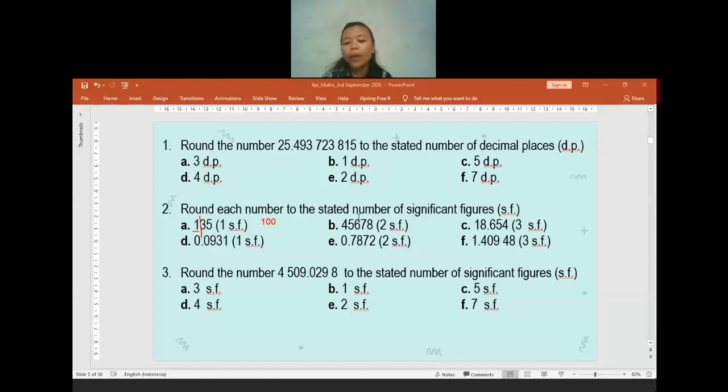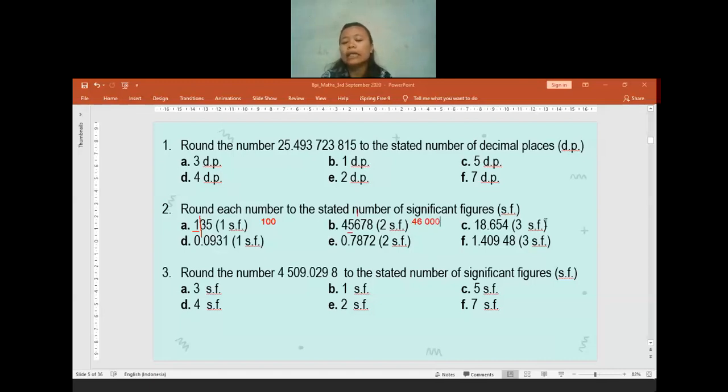For question B, you do the same thing. We have to find the second significant digit. The second significant digit is 5. Next to 5 is 6. That's why the 5 here has to go up by 1, so here it will be 46. But if I only write 46, it will not go back to the original value. That's why we have to write 46,000.